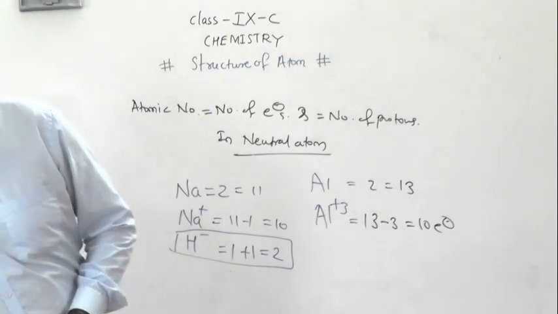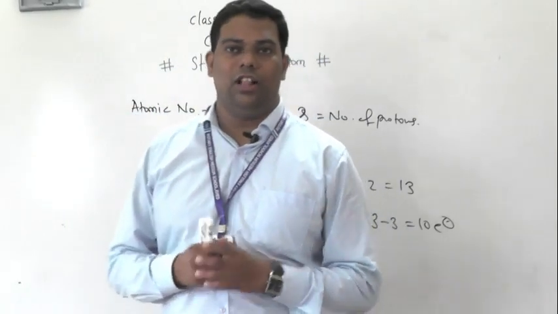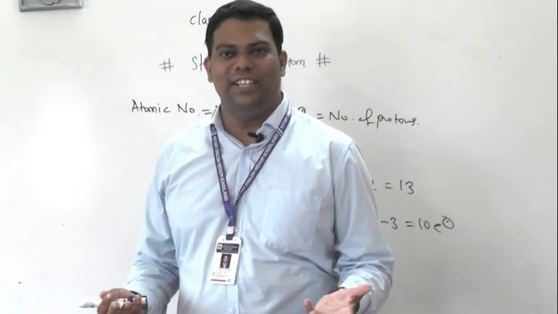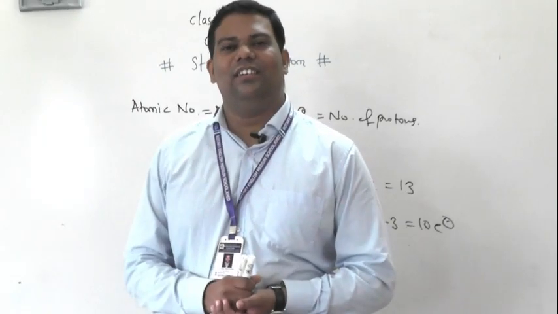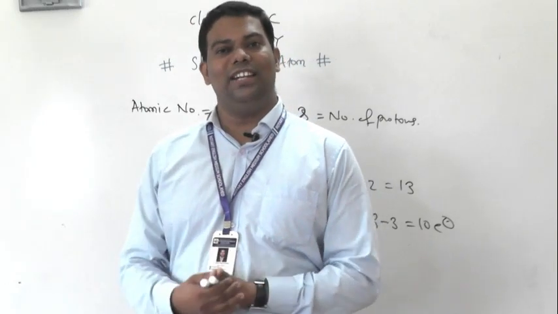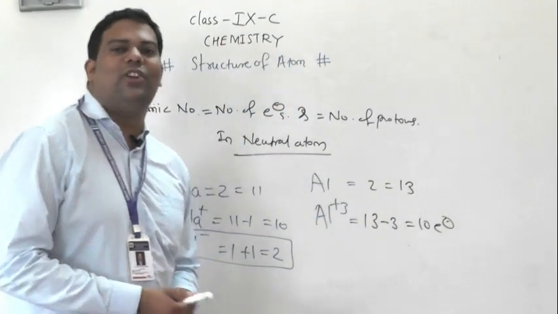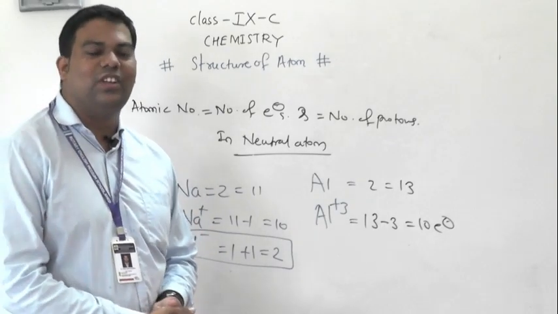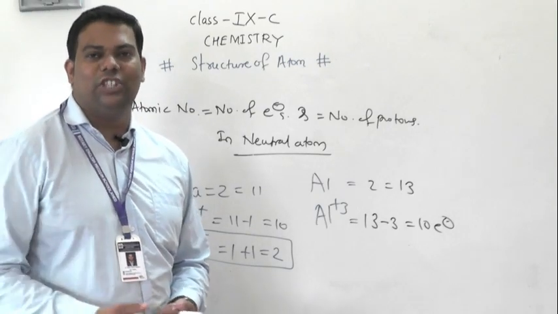Now keep one thing in mind: all the atoms of the same element have the same number of protons in their nuclei. So obviously they have the same atomic number, which never changes. No two elements have the same atomic number. Understood? That's why it is a unique property, and we can easily identify which element it is.